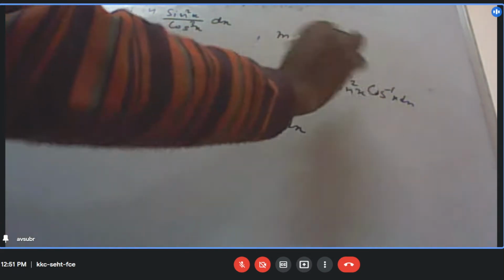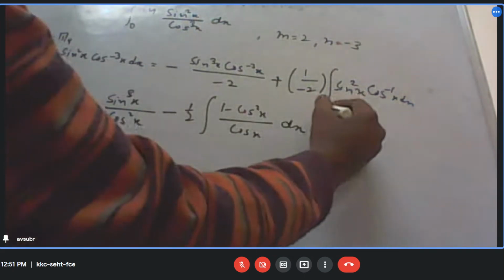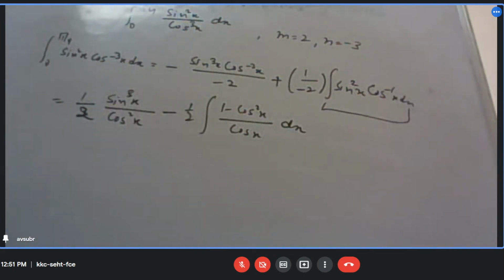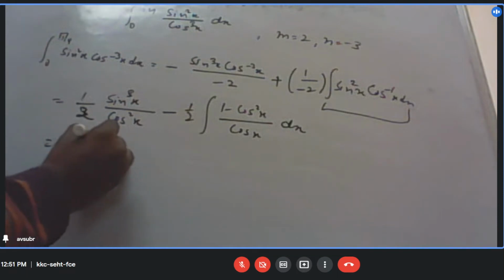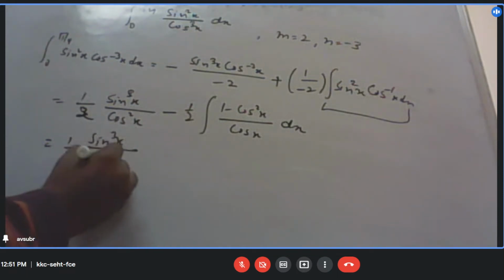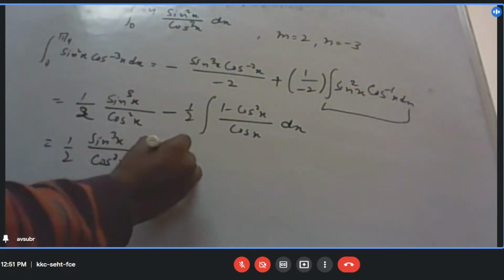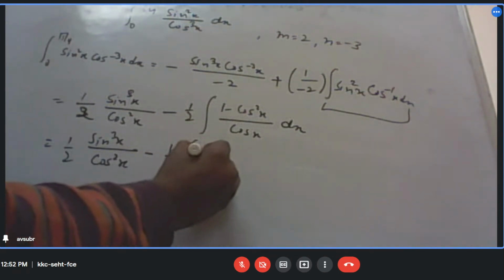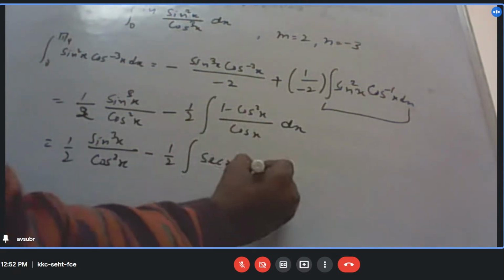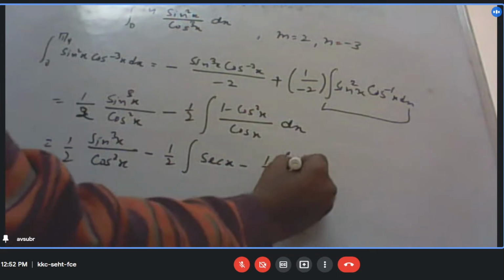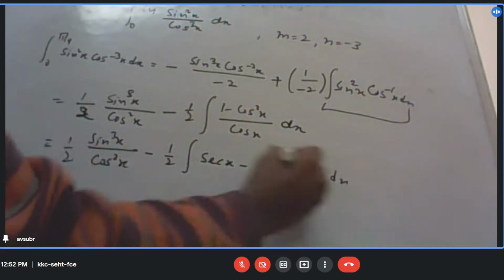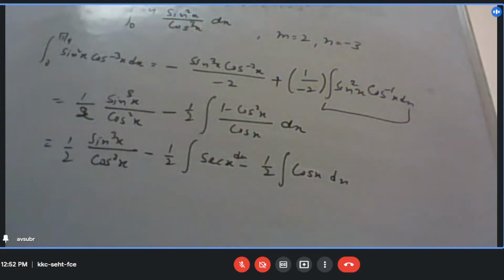Can I write it like this? Yes, sir. All right, I can write it down. So 1 by 2 sine cube x by cos square x, minus 1 by 2 sec x, minus 1 by 2 cos x dx. Can I write it like this?